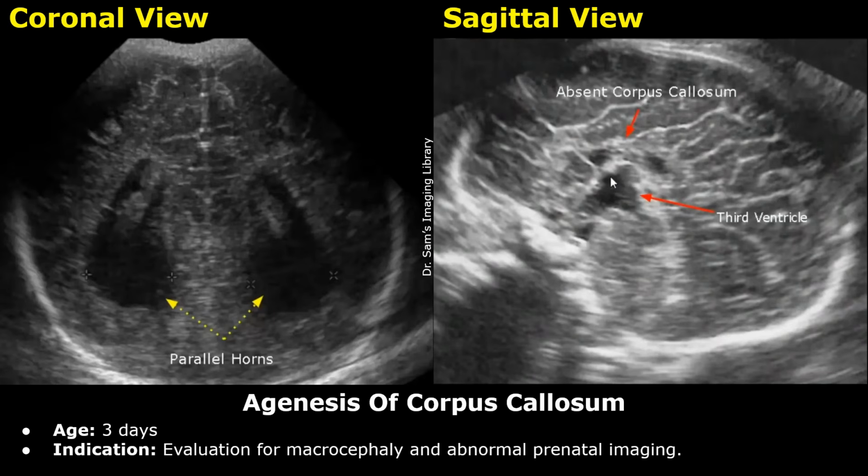Agenesis of corpus callosum is a congenital condition where the structure connecting the brain's left and right hemispheres, the corpus callosum, is completely or partially missing. Here is an example report. Age, 3 days. Indication, evaluation for macrocephaly and abnormal prenatal imaging.